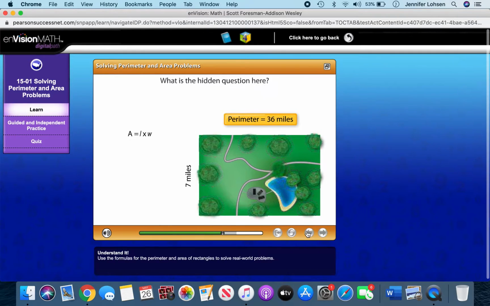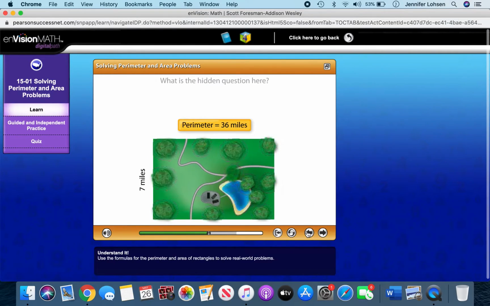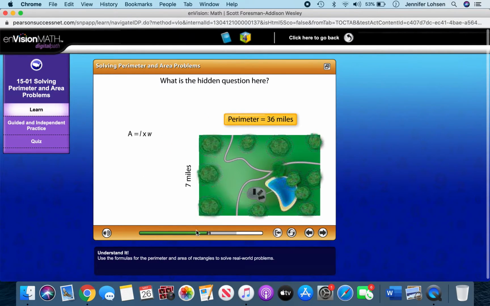Okay, so I'm going to go back because he went a little too fast there for us, so hang on. What is the hidden question here? Basically he did a lot of work really fast that we weren't able to see. The hidden question is, we know what the width is, but we do not know what the length is. And they're giving you area equals length times width. We're not solving for area right now, so he's just giving us some additional information that we don't really need right now.